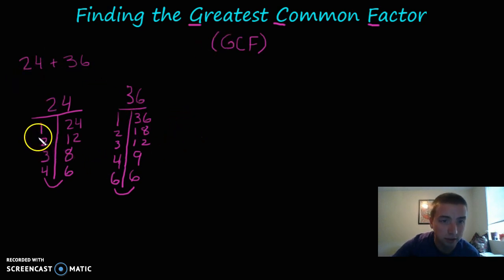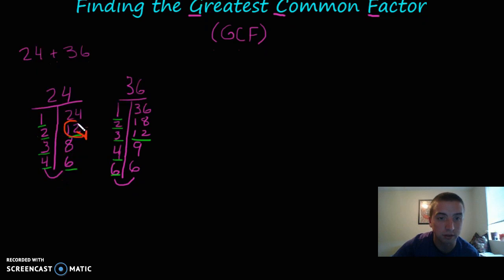So once I get them all, I'm going to change colors here. I'm just going to underline all of the factors that they have in common. They have 1, they have a 2, they have a 3, 4, 6. Now I can't forget this side. So they don't have an 8, no 9, oh, but they do have a 12. Okay, so those are all of the ones that they have in common.